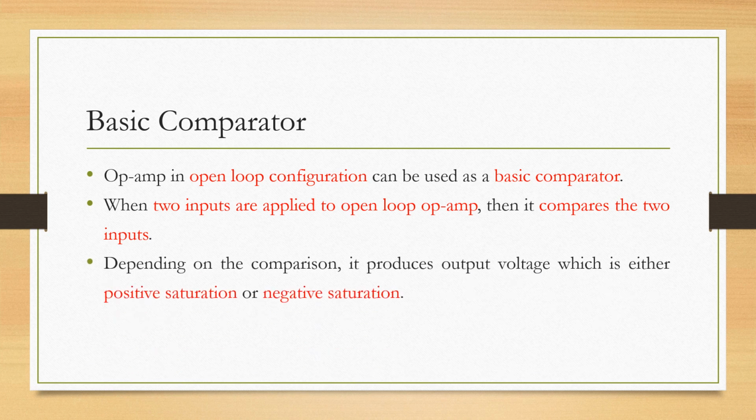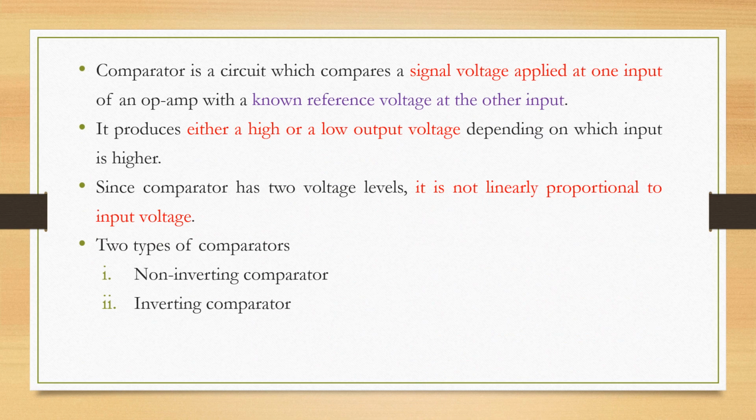Depending upon the comparison, it provides a positive saturation voltage or a negative saturation voltage. A comparator is a circuit which compares a signal voltage applied at one input of the op-amp with a known reference voltage at the other input. It produces either a high or a low output voltage depending on which input is higher. Since the comparator has two voltage levels, it is not linearly proportional to the input voltage.